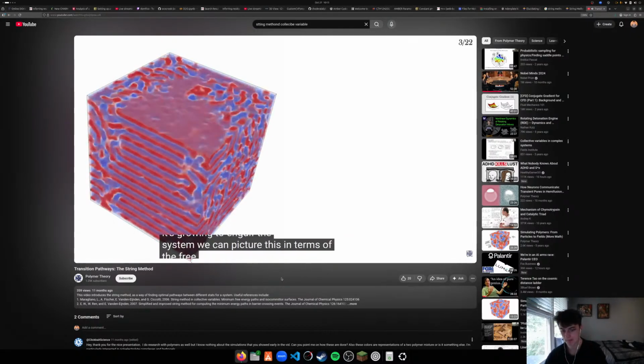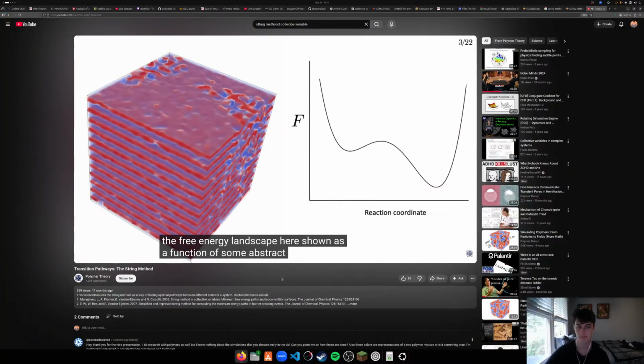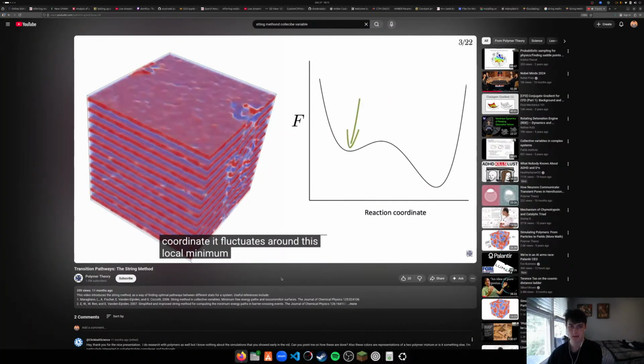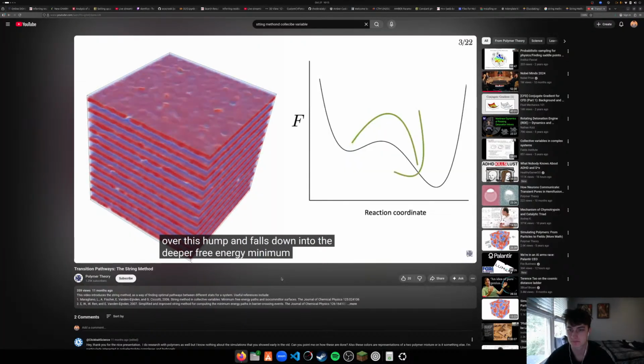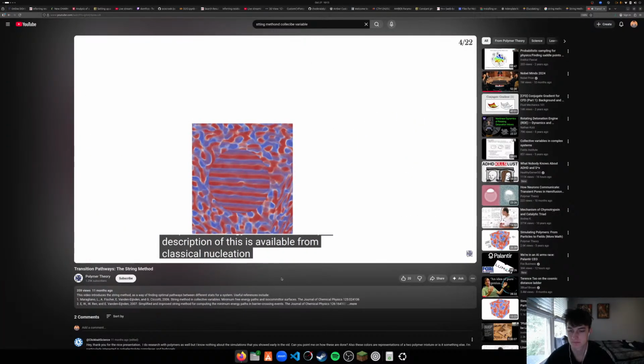We can picture this in terms of the free energy landscape, here shown as a function of some abstract reaction coordinate. It fluctuates around this local minimum for a while until the fluctuation is large enough, then it goes over this hump and falls down into the deeper free energy minimum. A simple description of this is available from classical nucleation theory.